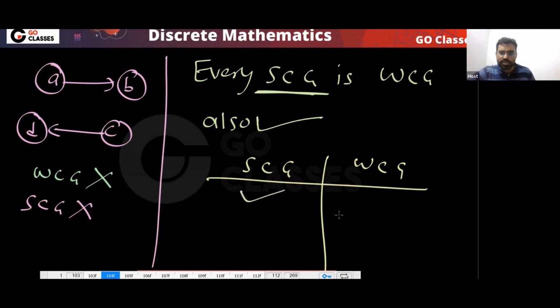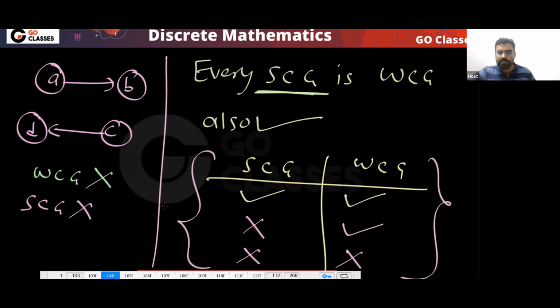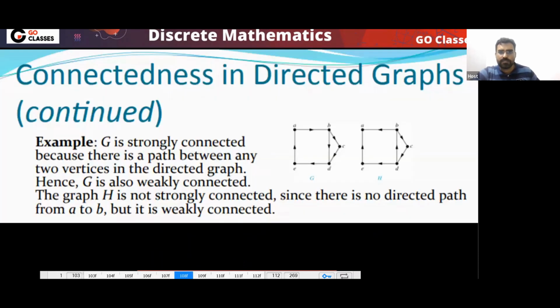If this is true, then this is also true. But if this is not true, then this may or may not be true. So these are the three categories possible. Is this clear? Every strongly connected graph is weakly connected also, because you only have one strongly connected component. So this is the simple idea.